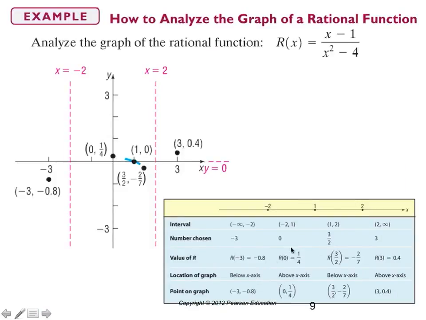So if we move to the next page, this is made slightly smaller, but it's the same from the previous slide. You'll see we have x equals -2 and x equals 2 drawn in with dotted lines, as well as y equals 0. Those are all of our asymptotes. You'll also see that we have our x-intercept of 1 and our y-intercept of 1/4. And then there are also some additional points on here. 3/2, -2/7, 3, 0.4, and -3, -0.8.